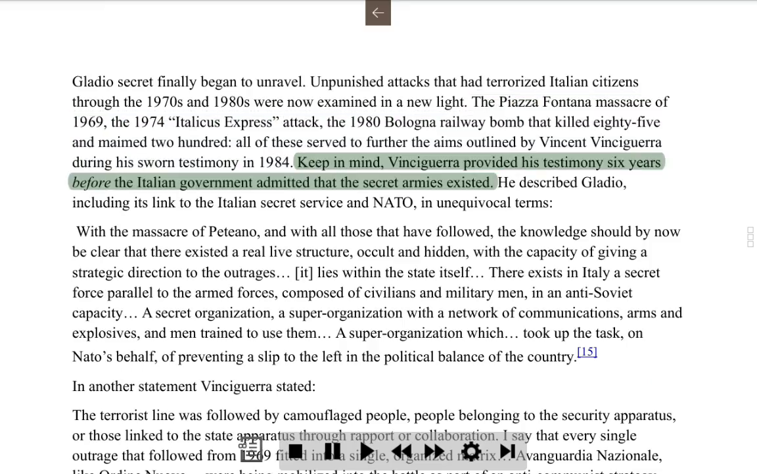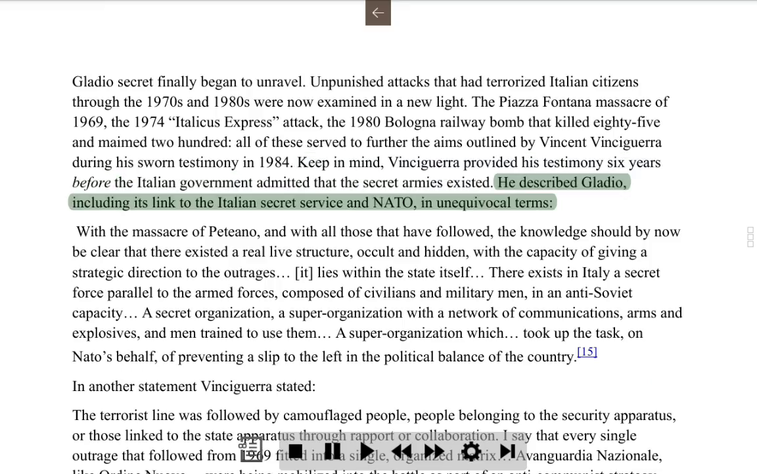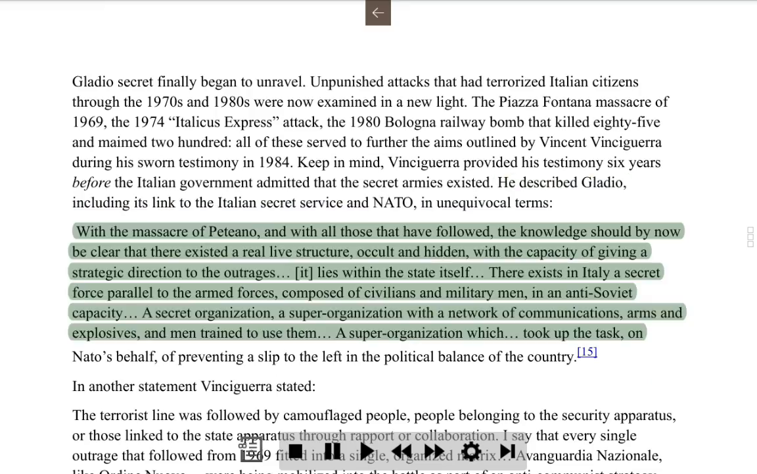Keep in mind, Vinciguerra provided his testimony 6 years before the Italian government admitted that the secret armies existed. He described Gladio, including its link to the Italian Secret Service and NATO, in unequivocal terms, with the massacre of Peteano, and with all those that have followed. The knowledge should by now be clear that there existed a real live structure, occult and hidden, with the capacity of giving a strategic direction to the outrages. It lies within the state itself.